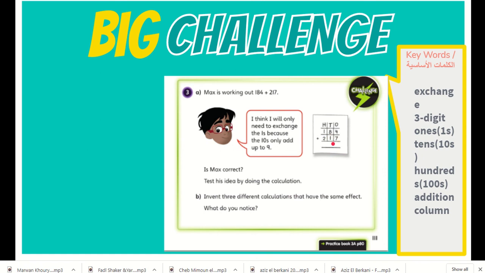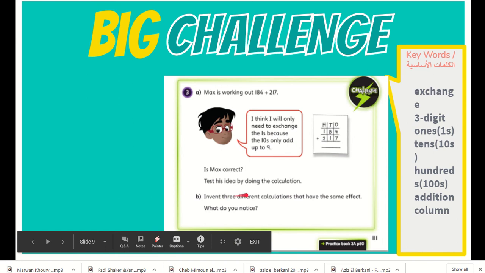184 add 217, so 4 add 7. And he thinks that he needs to exchange the ones only. Because 8 plus 1 is 9. And 1 plus 2 is 3. Do you think Max is correct? Test his idea by doing the calculation.